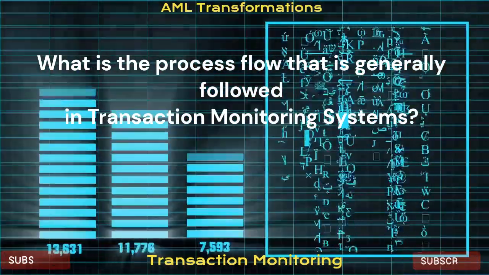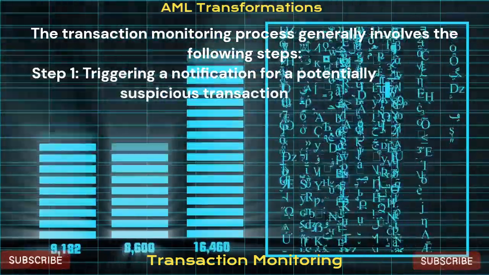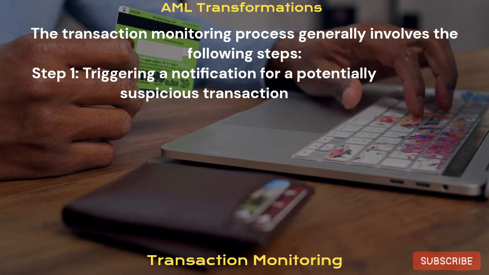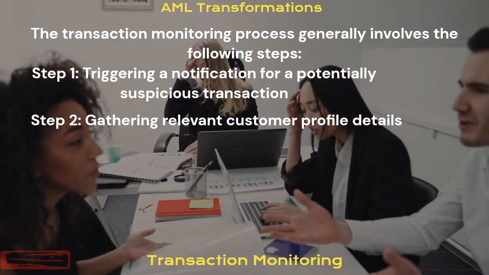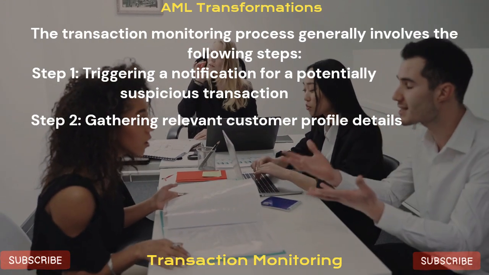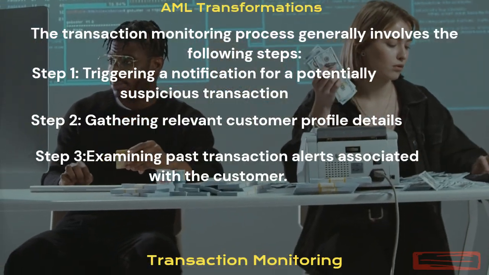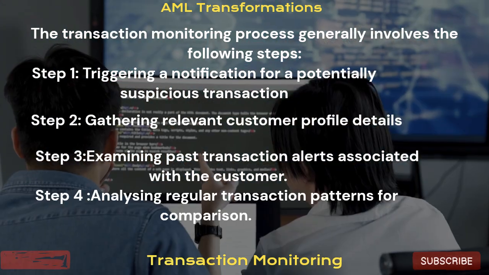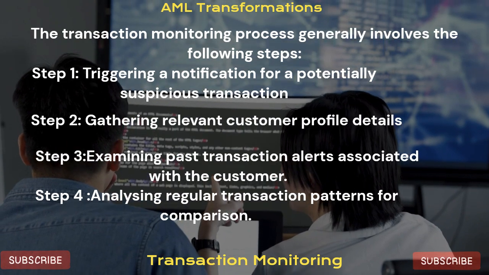The transaction monitoring process generally involves the following steps. Step 1: Triggering a notification for a potentially suspicious transaction. Step 2: Gathering relevant customer profile details. Step 3: Examining past transaction alerts associated with the customer. Step 4: Analyzing regular transaction patterns for comparison.